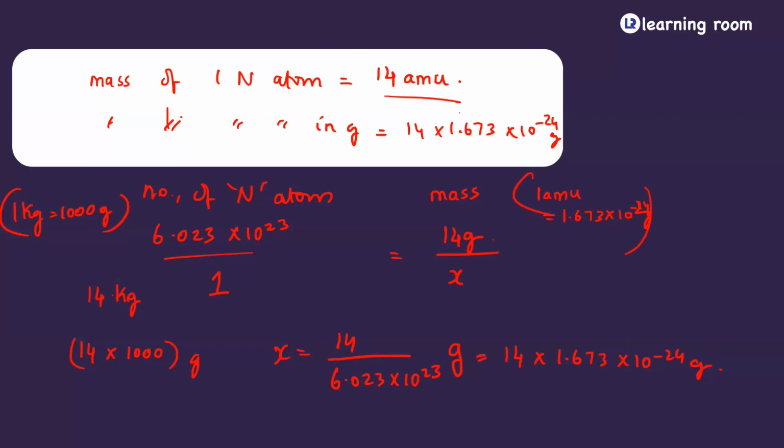Those who do not know, new students will note பண்ணிக்கோ. Make it fast. Question வந்து mass of one nitrogen atom in grams or AMU. எதுல கேட்டாலும் ரெண்டுக்குமே ஆன்சர் இதுலயே இருக்கு.